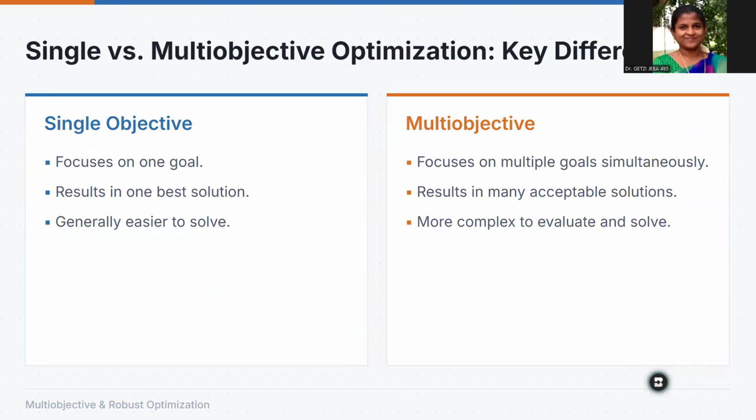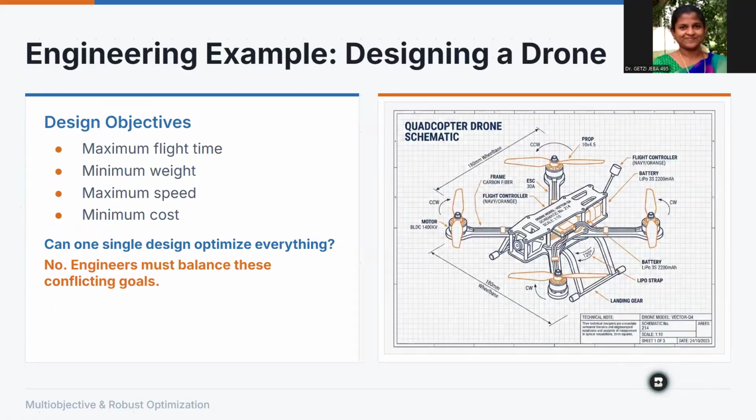So there are two types of optimization. One is single-objective optimization, and the other one is multi-objective optimization. Single-objective optimization focuses on only one goal, so it results in one best solution, and generally it is easier to solve, right? But multi-objective optimization focuses on multiple goals simultaneously. Okay, it may result in many acceptable solutions. And again, it is more complex to solve and evolve.